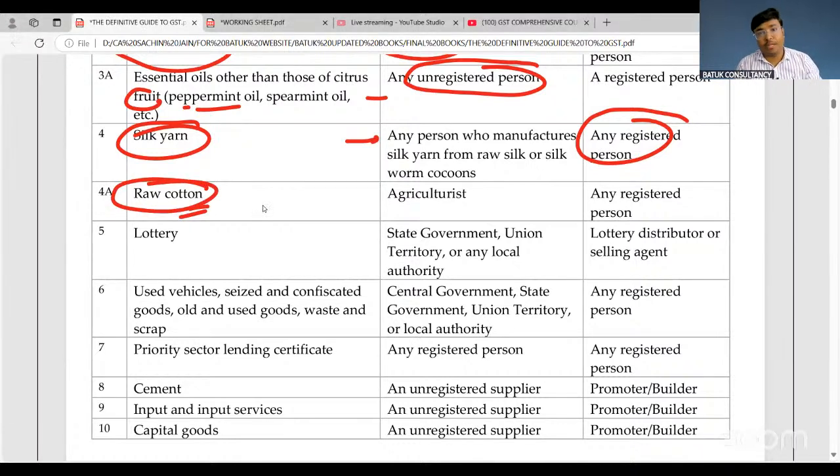Raw cotton. Raw cotton is always in the hand of the agriculturalist. So in that case, yes, agriculturalist to registered person will be covered under reverse charge mechanism. Yes, sir, coconut oil RCM. Will also share with you one short video for the coconut oil, a very specific decision for the coconut oil as well.